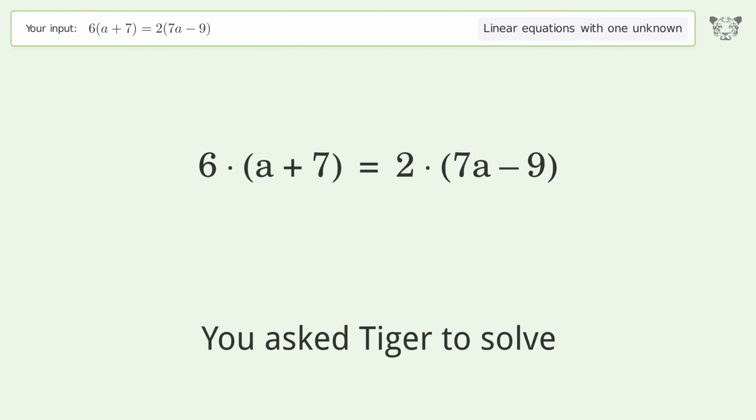You ask Tiger to solve. This deals with linear equations with one unknown. The final result is a equals 15/2. Let's solve it step by step.